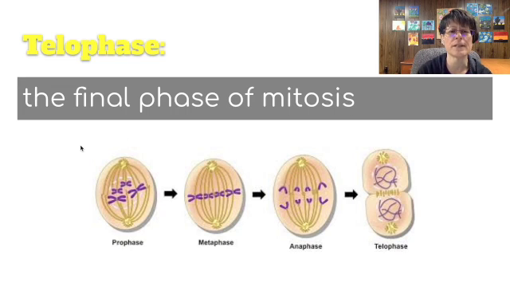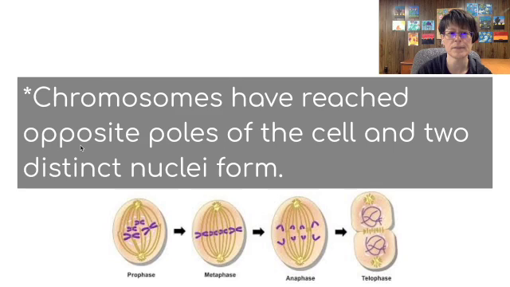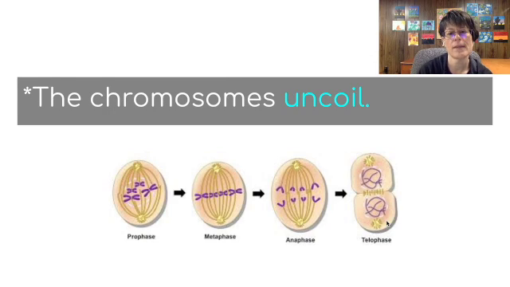And then there is telophase, the final phase of mitosis. This is where the chromosomes have reached opposite poles of the cell and two distinct nuclei form. And you can see here the chromosomes are starting to uncoil. So they uncoil.